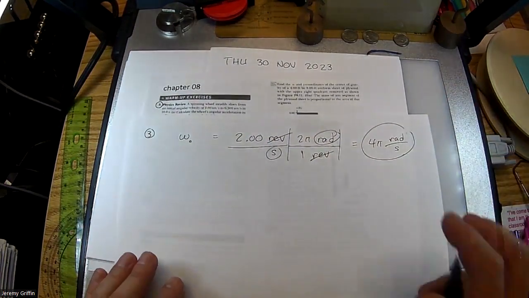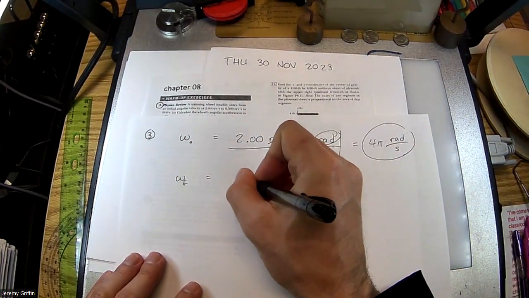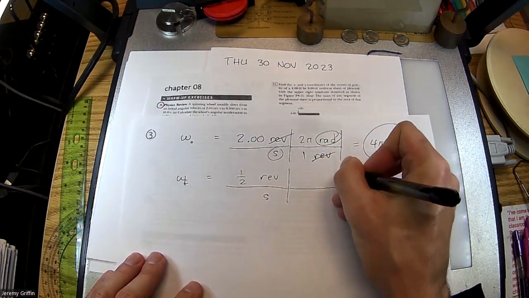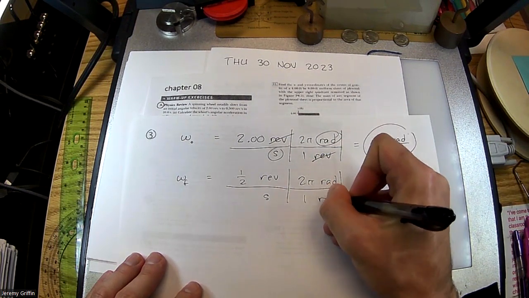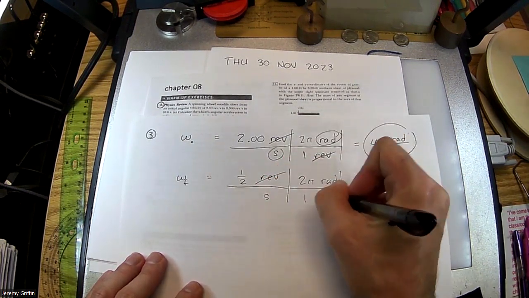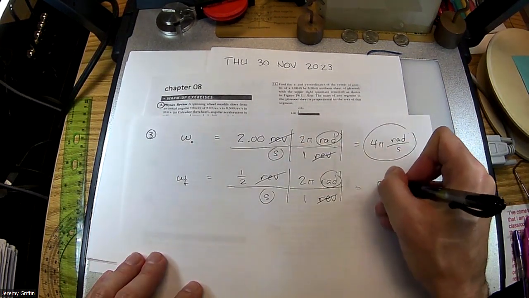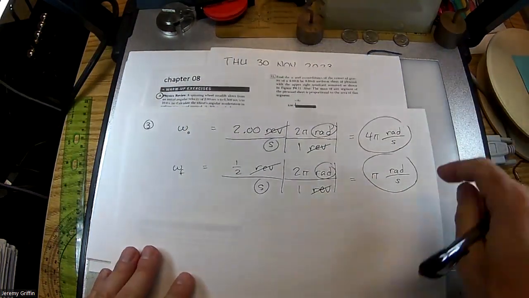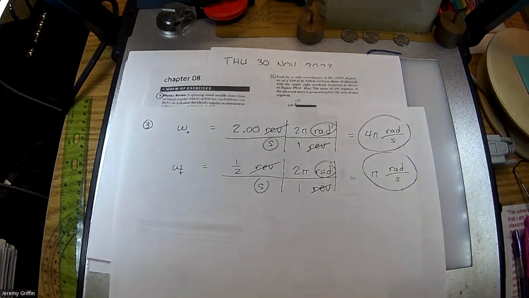Okay. Then omega final, I'll call it 1/2 revolution per second. I think is what they said, right? Let's do the same conversion. There's 2 pi rad in a rev. That looks like pi radians per second. Okay. So it was spinning this fast, and then later it's spinning slower. It was slowing down because of friction, possibly, something like that.